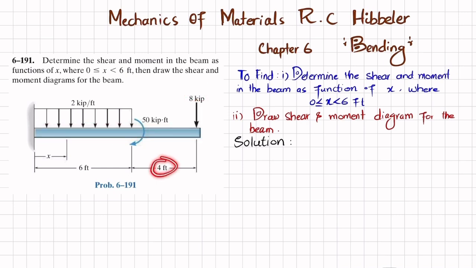At a length of 4 feet, we have a clockwise moment of 50 kips-feet, and there is a distributed load from the fixed end till the length of 6 feet, and the magnitude is 2 kips per foot. So we have to determine the shear and moment equation in terms of x for the region x greater than 0 and less than 6 feet, and then we will draw the shear force and bending moment diagram. So let's start with the solution.